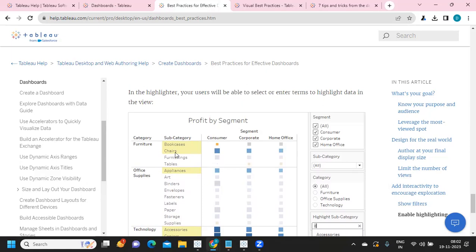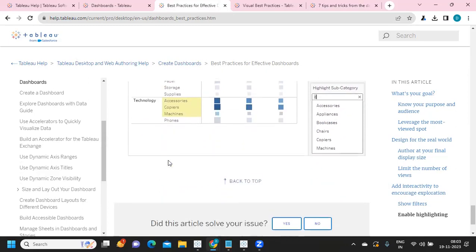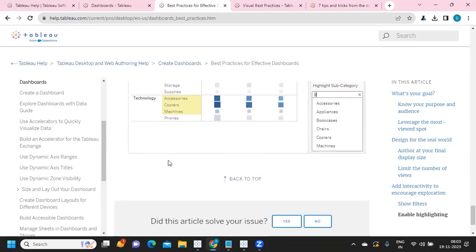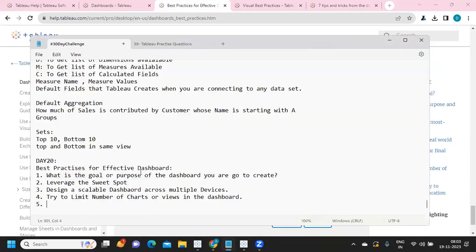Automatically, when Tableau highlights, its focus will go only on those data points, thus making your dashboard more interactive and more appealing to the client. So you can focus on these small points whenever you are trying to build your dashboard, thus making it a better dashboard than what you have created earlier. Okay, so these are some important points that you need to consider when creating a dashboard design.